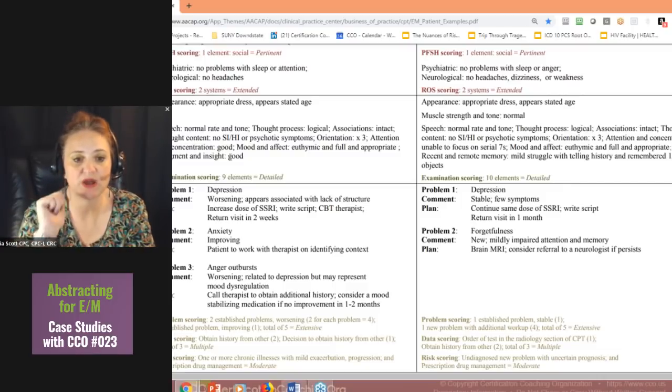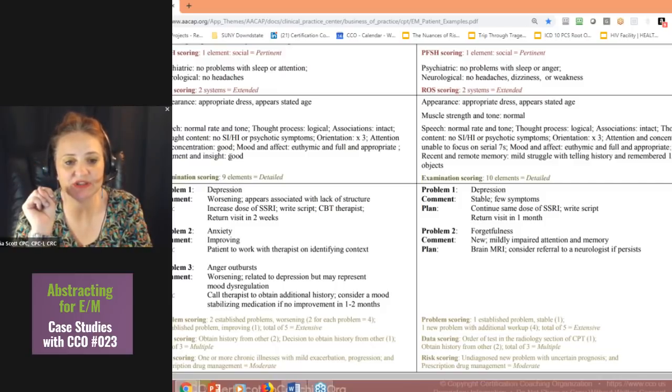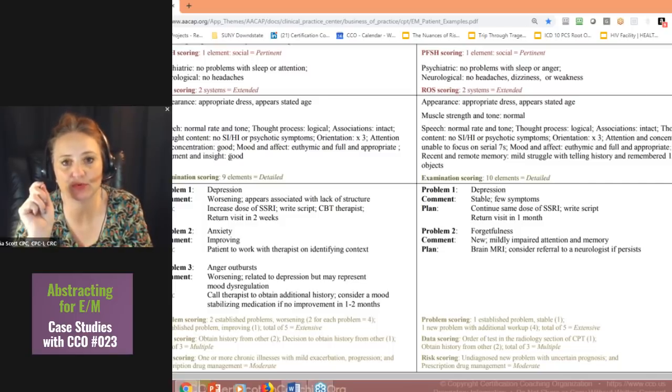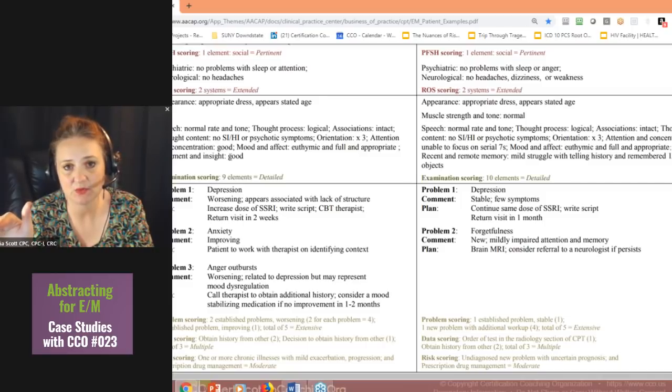Okay, so problems: we've got 2 established problems, and then we have 1 new problem. No, established problem improving, I'm sorry, that gives us our 3. So all 3 of these were something that already existed, and 2 of them are getting worse, but 1 is maintaining. That all makes a decision. Those are key things, those are magic words. Is our patient maintaining with an established diagnosis? Are they getting worse? Or are they getting better?